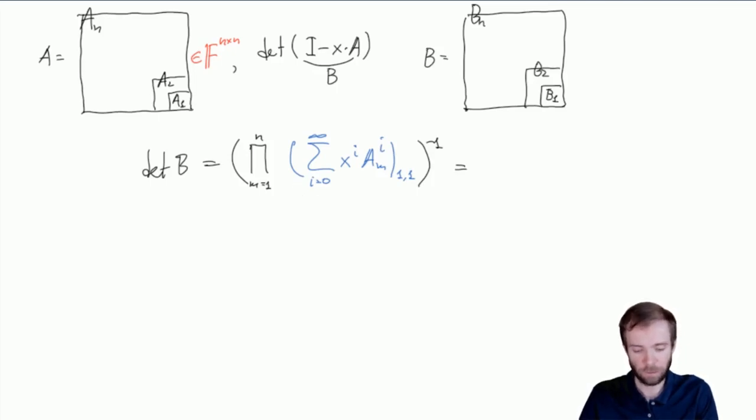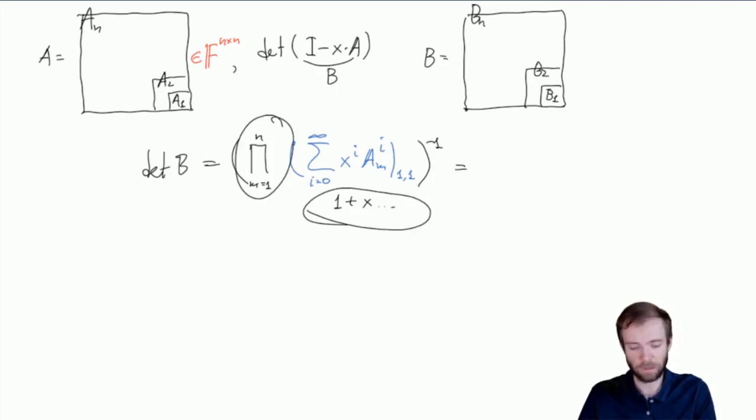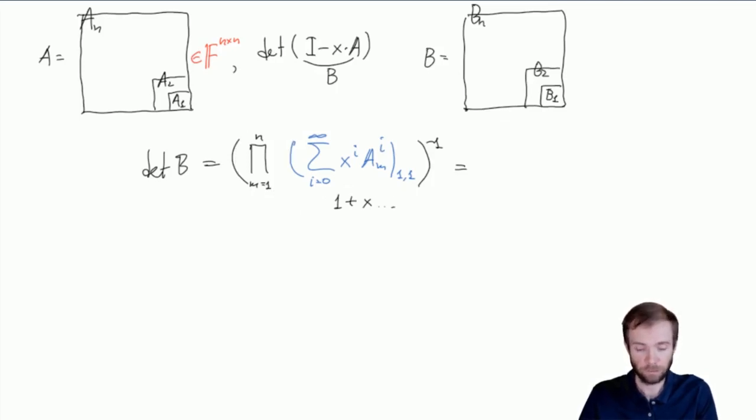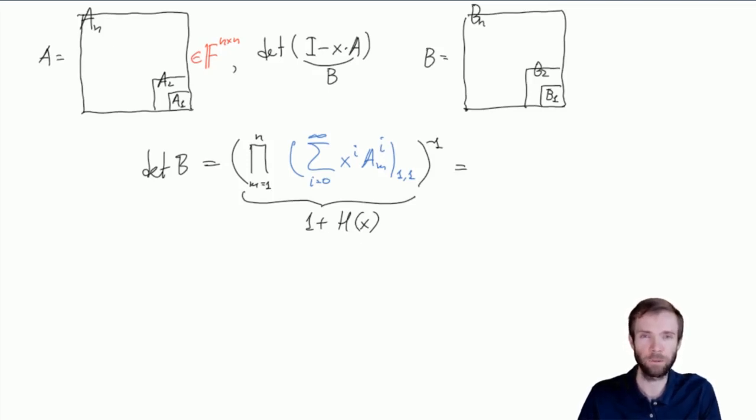the power of 0, that's just 1, times the 0th power of Am. And this is the identity matrix, and the element at position 1, 1 of the identity matrix is just 1. So we have 1 plus x times something plus x squared times something. These formal power series start with just 1. And when we take products of these types of power series, we also get a power series which starts with 1. So let's denote this guy by 1 plus h of x, where h of x is some power series starting with terms at least of the first power of x.